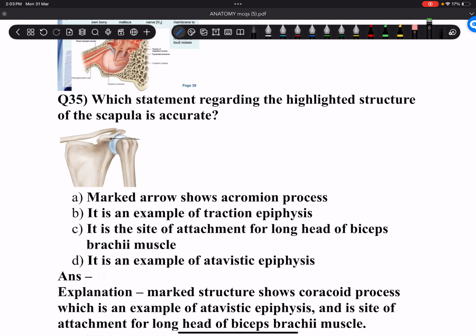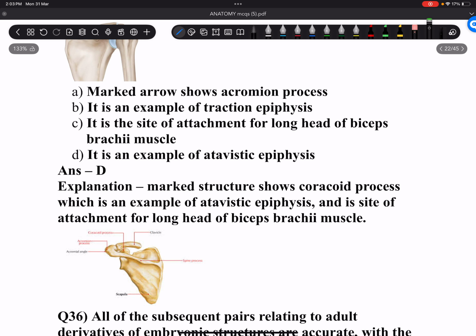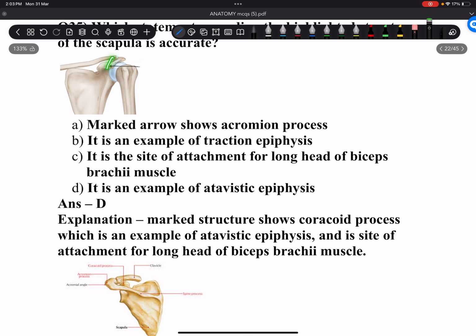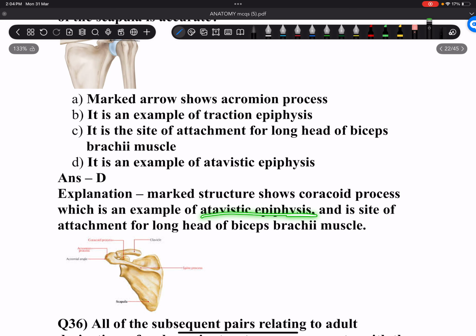What is the answer? Tell me. Guess it. Yeah, D. It is an example of atavistic epiphysis. Explanation: the marked structure shows the coracoid process. What is this? Coracoid process, which is an example of atavistic epiphysis and is the site of attachment for the long head of biceps brachii muscle.